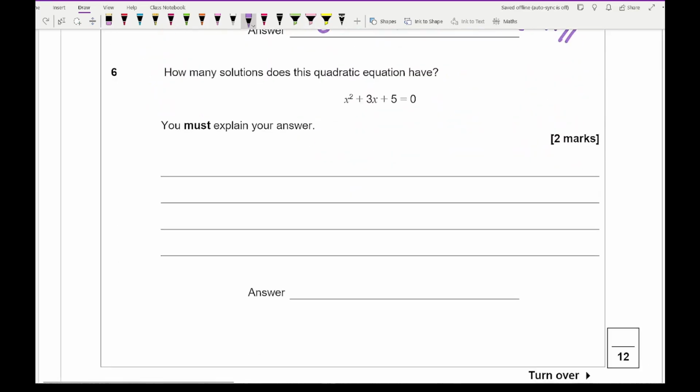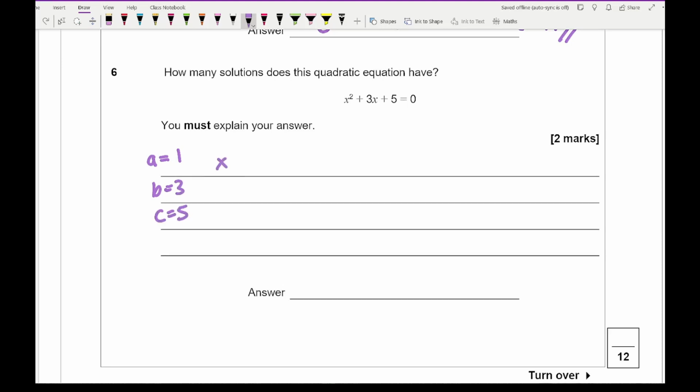Moving on to question 6, it says how many solutions does this quadratic equation have? And it says that we need to explain our answer. So if I just go straight into using the quadratic formula, I've got A = 1, B = 3 and C = 5.